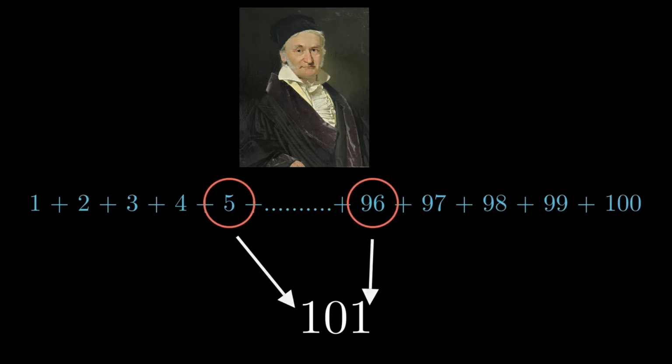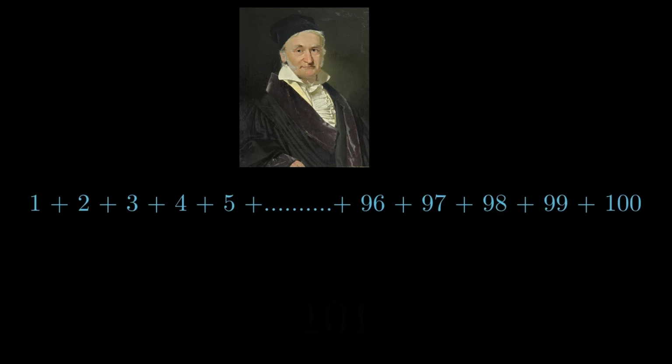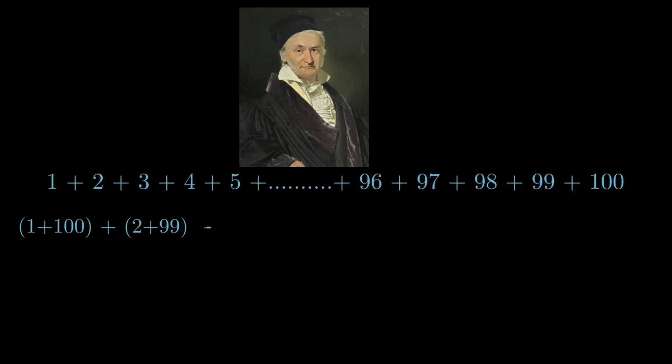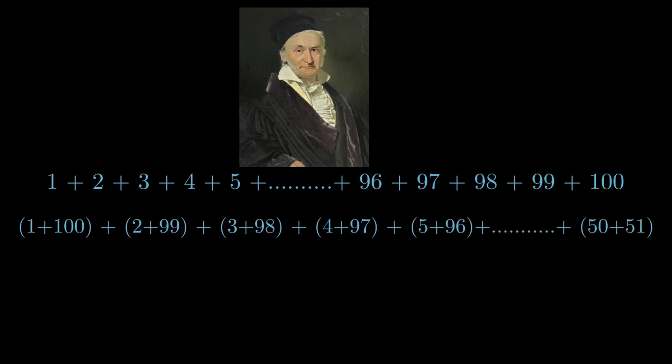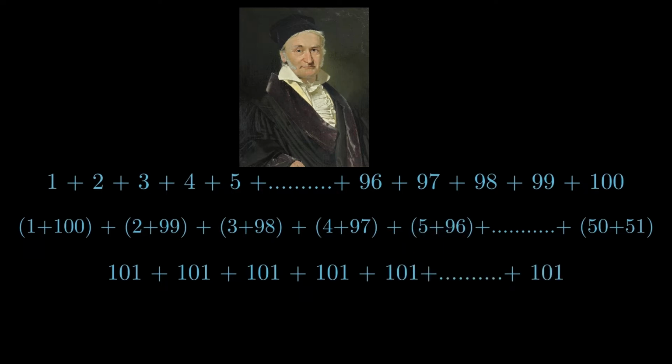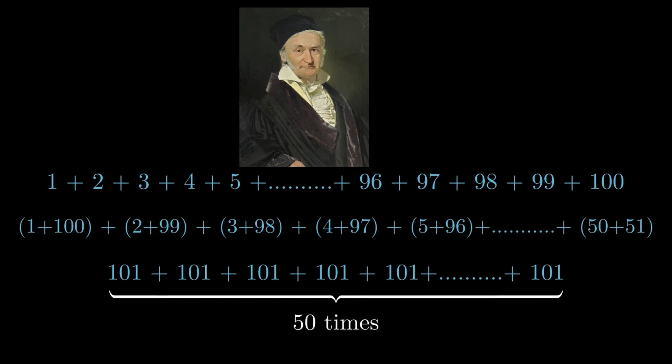Since the order of addition doesn't matter, we can cleverly reorder the numbers by adding the first number with the last number, the second with the second last, and so on. We find that each pair adds up to 101. With 50 pairs in total, the sum of the first 100 natural numbers is 50 times 101, which equals 5050.